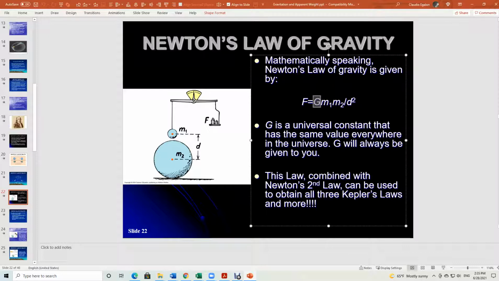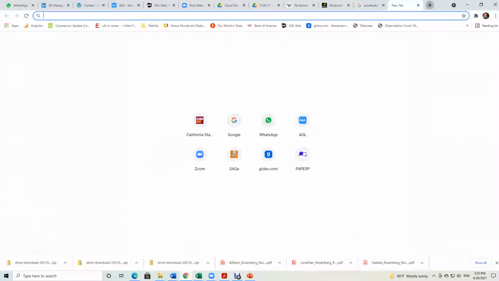In real life, when we want to perform an experiment to determine this force, to determine this relation here, we do a very neat experiment that was first done in the 1700s by Cavendish. Let's take a look. Cavendish experiment.